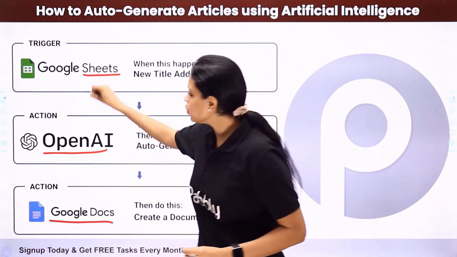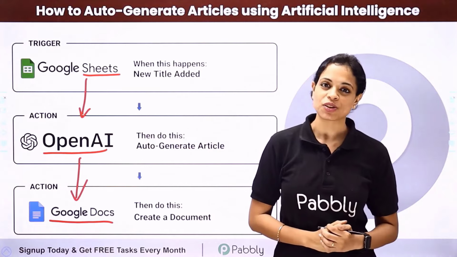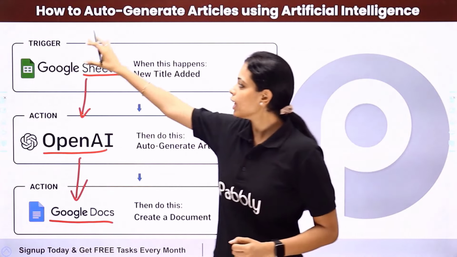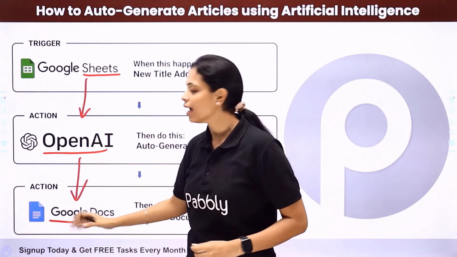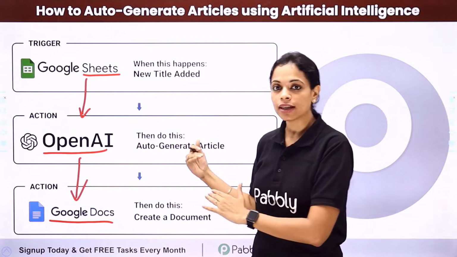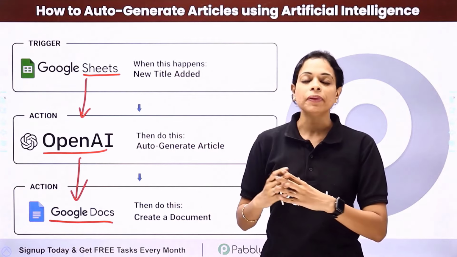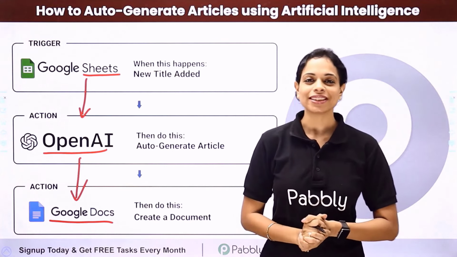So for this, you will have to integrate these three applications, and the same can be done using Pabbly Connect software. Here, your trigger application would be Google Sheets and your action applications would be OpenAI and Google Doc. Now, how can you set up this entire thing and integrate the applications and automate the entire process? To understand that, let me take you to my screen.